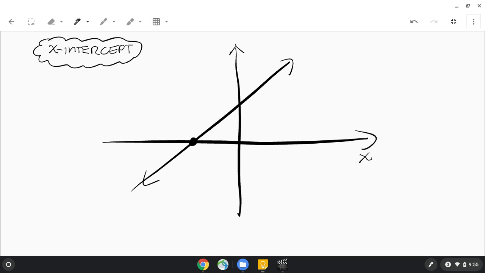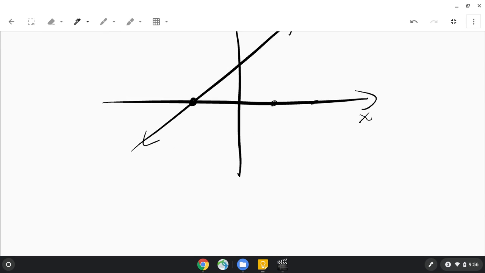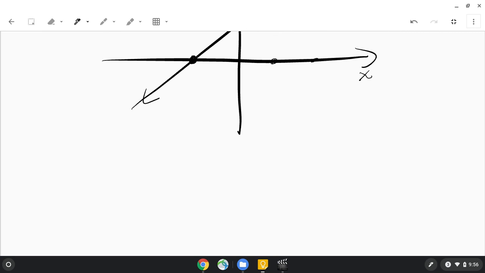So when we're trying to find that point, you'll notice that any point that's on the x-axis, whether it's that one or this one or this one, their y value is always going to be 0. That's the idea that we're going to use to find the x-intercept.